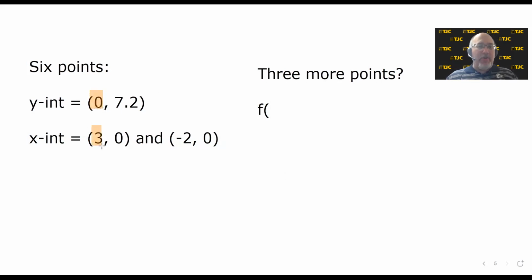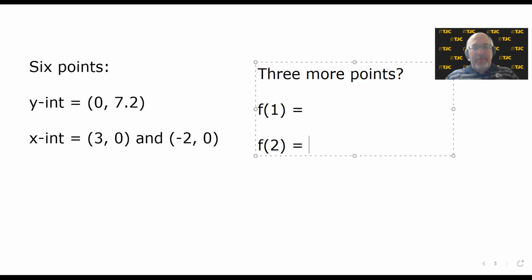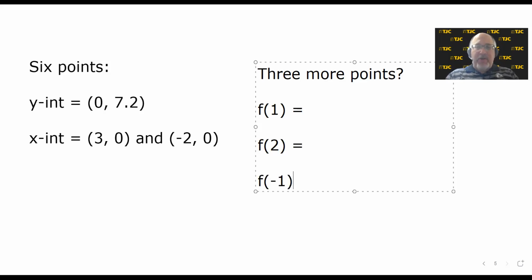If we put in 0, we already know that we're going to get 7.2. If we put in 3, we know we're going to get 0. If we put in -2, then we know we're going to get 0. So if we want to make 3 more points, then we just have to pick some numbers to put into this function. There's no need to get carried away. I would keep them small. We'll figure out what happens when we put in 1. We'll figure out what happens when we put in 2, and we've already put in 3. Why don't we go backwards to -1?